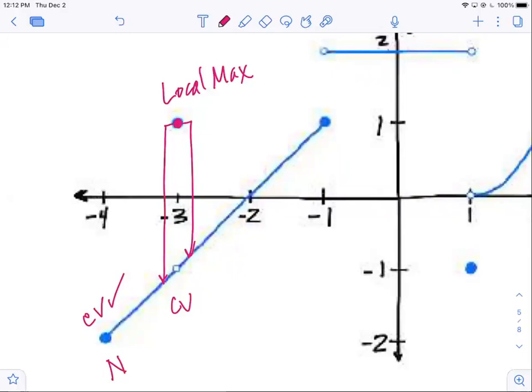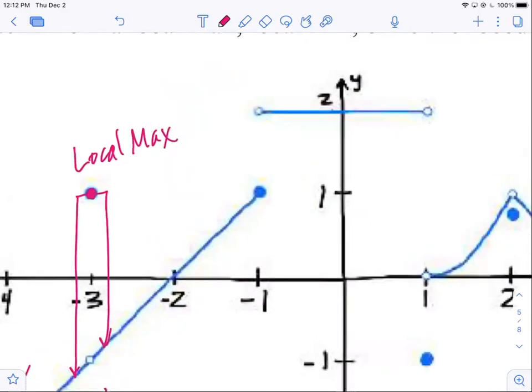All right, cool. So where would the next critical value be from left to right? Negative 1, good. It's in the domain, but it's not continuous, so this is a critical value. Is this y value at 1 a local maximum or neither? Neither, right. To the left, we have lower. To the right, we have higher.